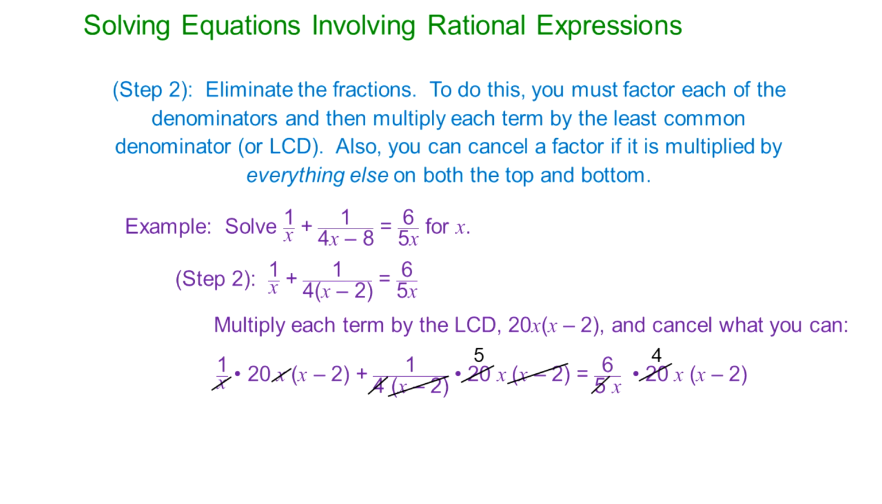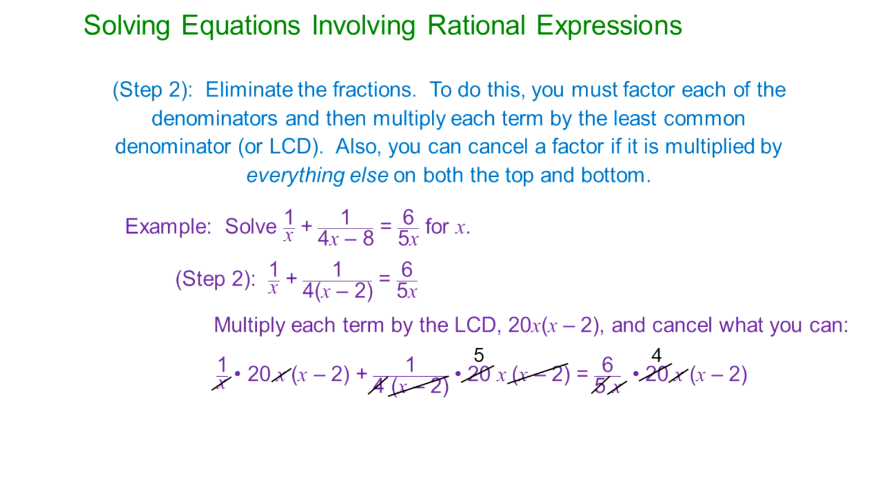To simplify the third part of this equation, you should be able to see that I have a 5 multiplied by everything else on the top and bottom because 20 is equal to 4 times 5. I can also simplify this part of the equation by noting that I have an x multiplied by everything else on the top and bottom. And that means I can simplify this part by dividing both the top and bottom by x.